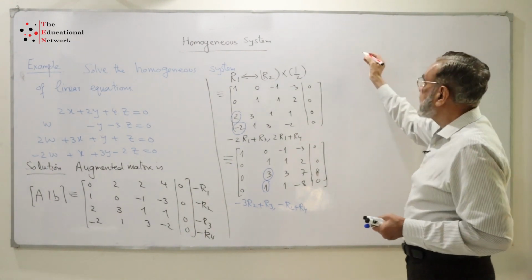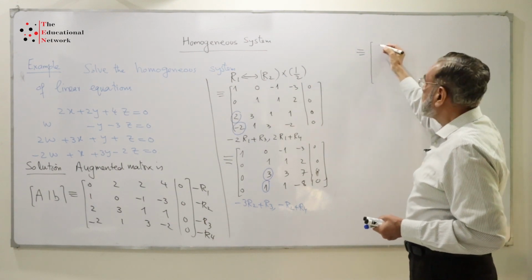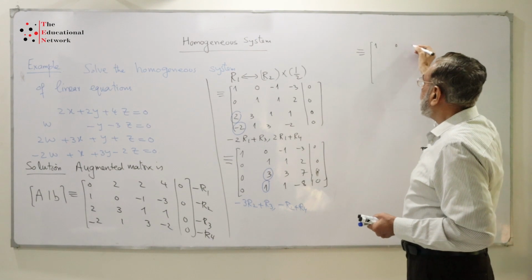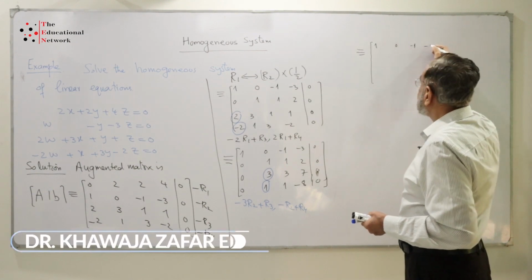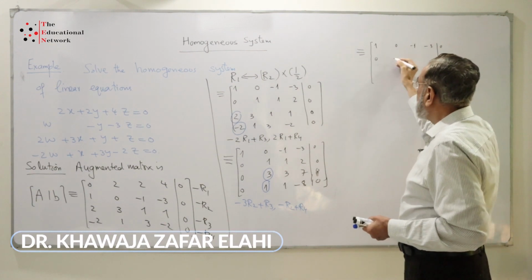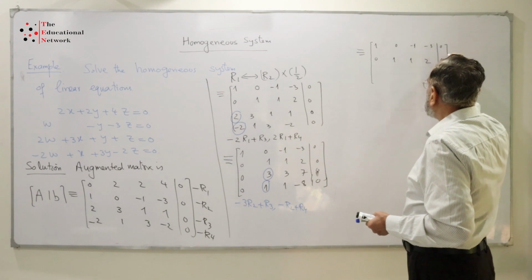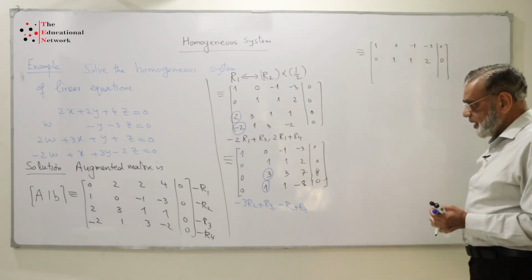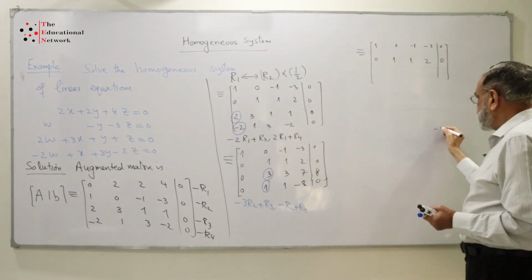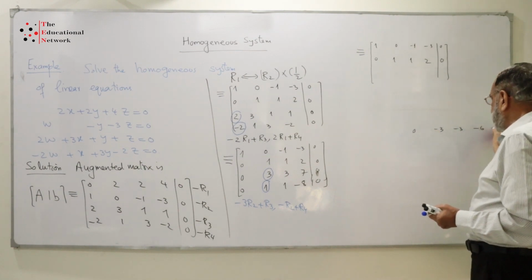We are having here row 1. My row 1 is 1, 0, minus 1, minus 3, 0. My row 2 is 0, 1, 1, 2, and 0. So for my next row, I multiply by minus 3. So we get here 0, minus 3, minus 3, minus 6, and 0.